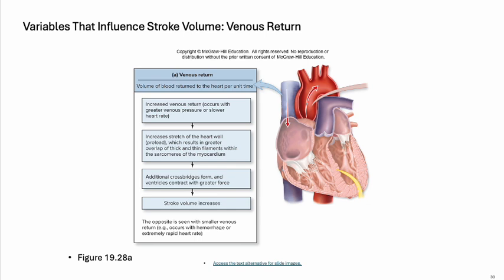so better contraction. This here is showing the effect of venous return, right? So again, blood coming back to the heart, causing stretching, resulting in better overlap of your filaments, results in better cross bridges, more power strokes, increased stroke volume, right?